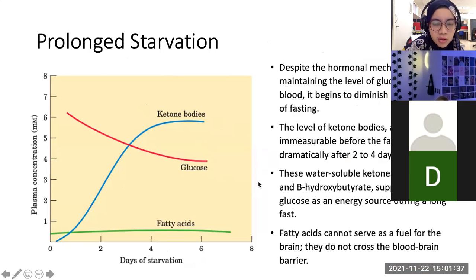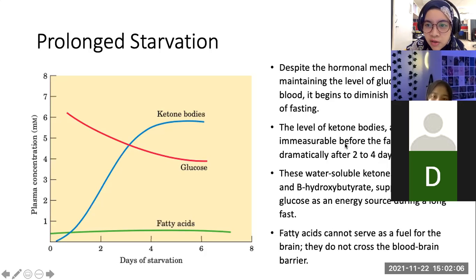This is not the normal fasting that we have during Ramadan. That's when we break our fast, then we eat a lot of things, so that is not prolonged starvation. Prolonged starvation means a continuous lack of food. So we haven't eaten anything for 2 days. In that condition, even our hormones are unable to restore the glucose level.